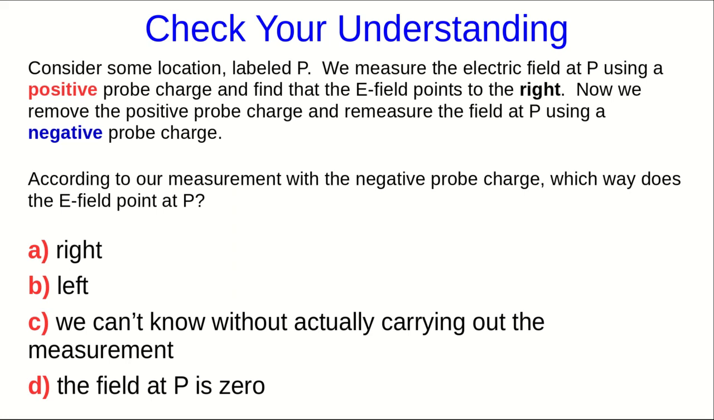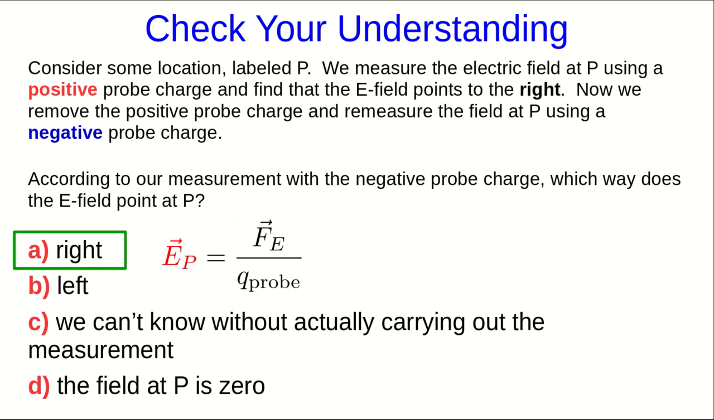Let's answer this question that I asked at the end of the previous part of the video lecture. So, we know that the E field is independent of what probe charge we use to measure it. And so, no matter whether we measure it with a positive probe charge or a negative probe charge, we should get the same answer. And so the field must point to the right. But you can be forgiven if you find that a little counterintuitive, because the definition of the field looks like if you reverse the sign of that probe charge, you should reverse the direction of that field.